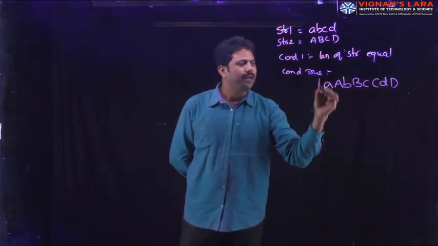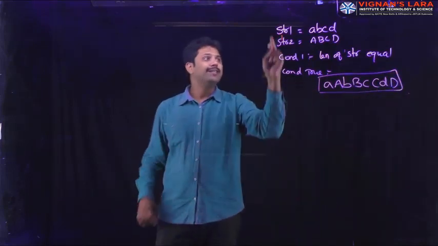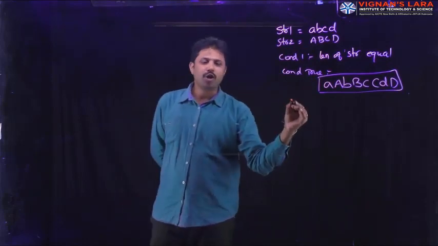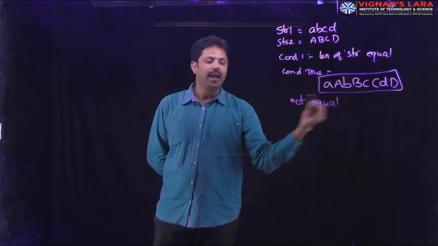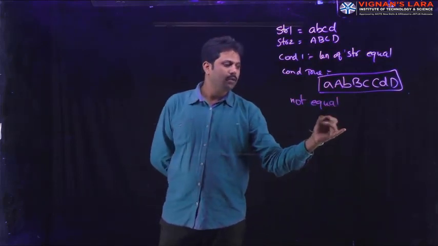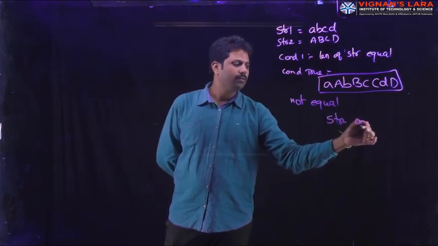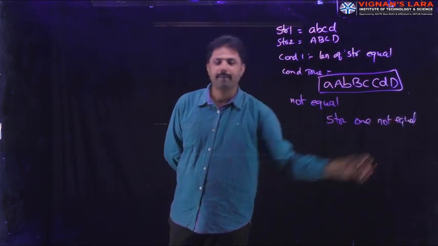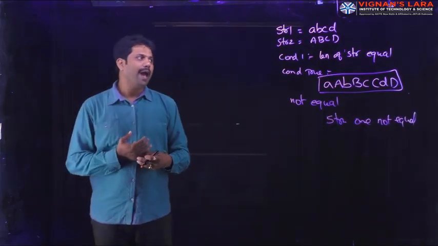When you print like this, the 2 strings are of equal length. If those are not equal, you just print strings are not equal length. This is the procedure we have.